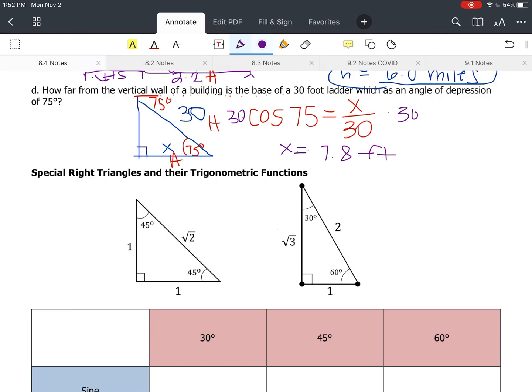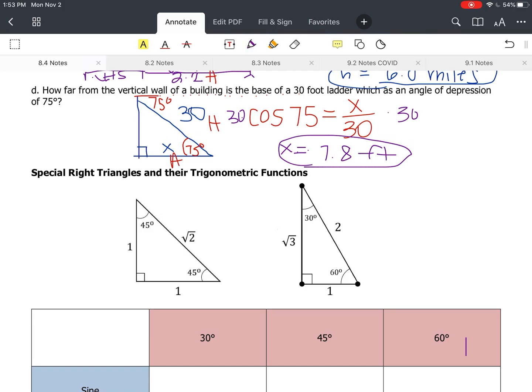So multiplying both sides by 30, you're going to get x is about 7.8 feet. So about 7.8 feet away, the ladder needs to go from the ground.